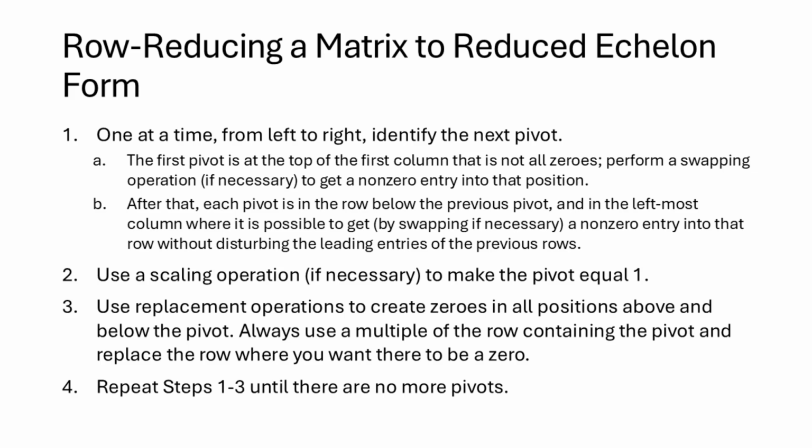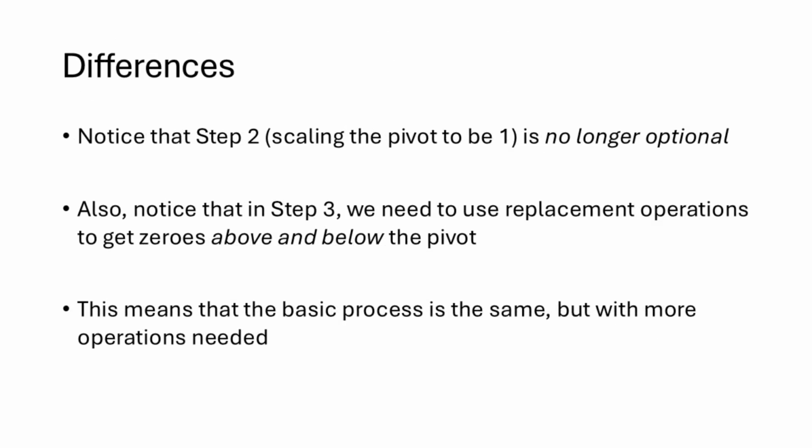So here's the modified process for row reducing a matrix to reduced echelon form. Our process for identifying and locating our pivots is the same, but now step 2, which was optional previously, to scale our pivots to make them be 1, now that's required. And then in step 3, we have to use our replacement operations to create zeros above and below our pivots. And then we repeat as usual until our matrix is in reduced echelon form. So notice the differences. The scaling operation is no longer optional, and then in step 3, we have to use replacement operations to get zeros above and below. So it's a similar process just with more steps.